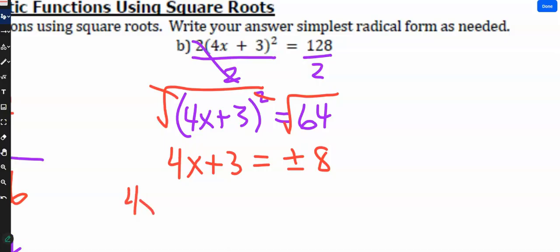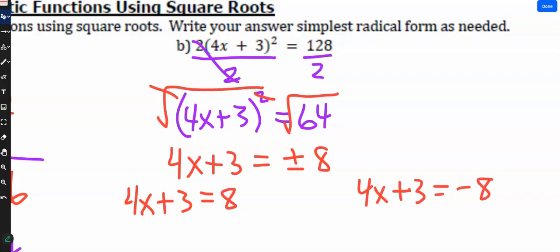So set up your two equations. 4x plus 3 equals 8. 4x plus 3 equals negative 8. Notice I didn't change the left side. The left side stayed the same. The left side looks like this. It's only the right side that changed.